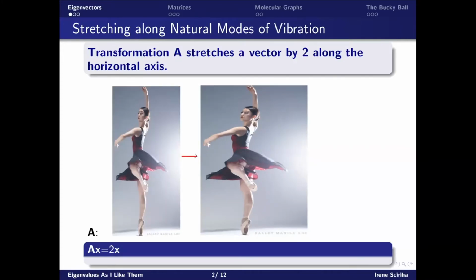Now, let's change the transformation A, and we apply this A to the same ballet dancer, but something bad for her happens. We represent this by AX. A is the transformation applied to the ballet dancer, going to 2x, twice her size along the x-axis.